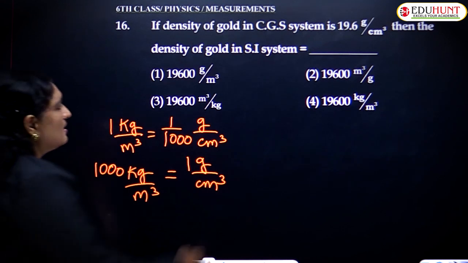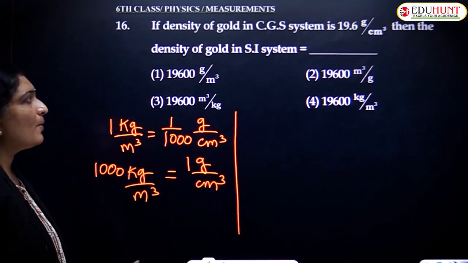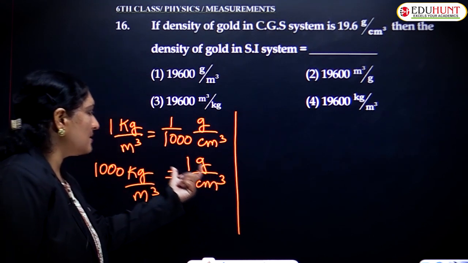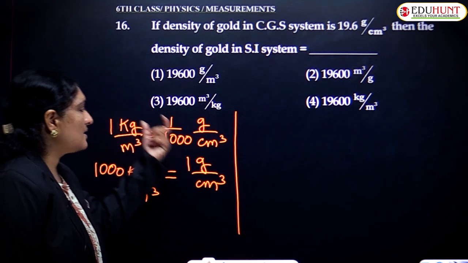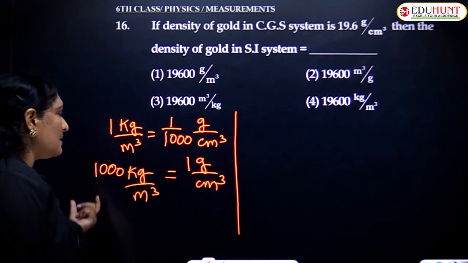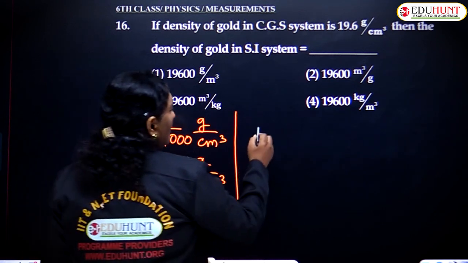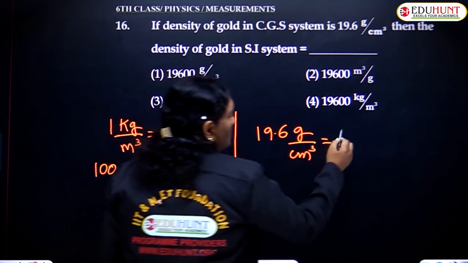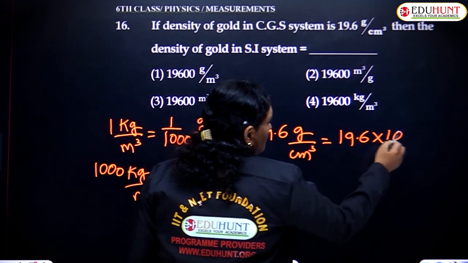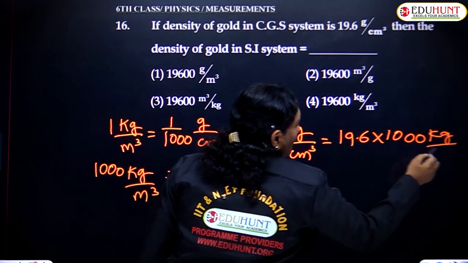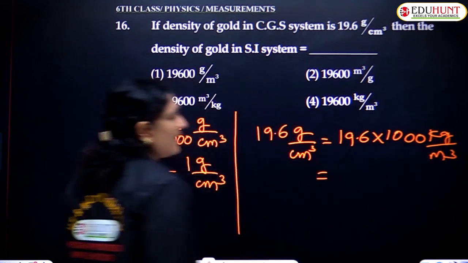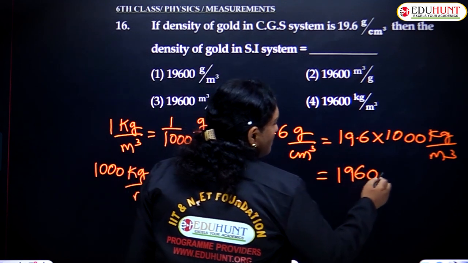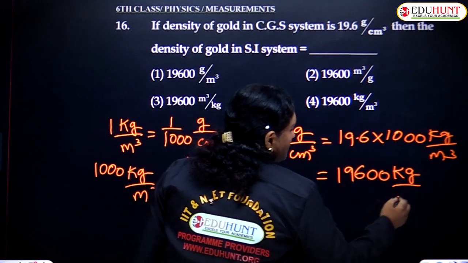So what we are asked is to find out 19.6 gram per centimeter cube in kg per meter cube. Every gram per centimeter cube is 1000 kg per meter cube. So 19.6 gram per centimeter cube is 19.6 into 1000 kg per meter cube. So which one is your right answer? 19.6 into 1000 would be 19600 kg per meter cube.